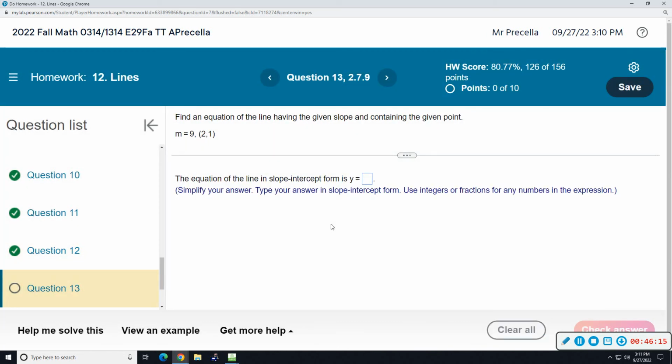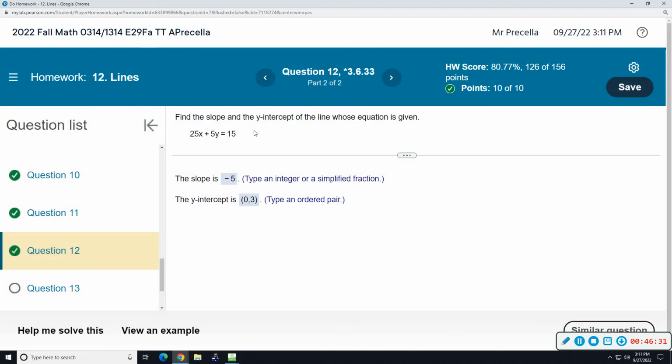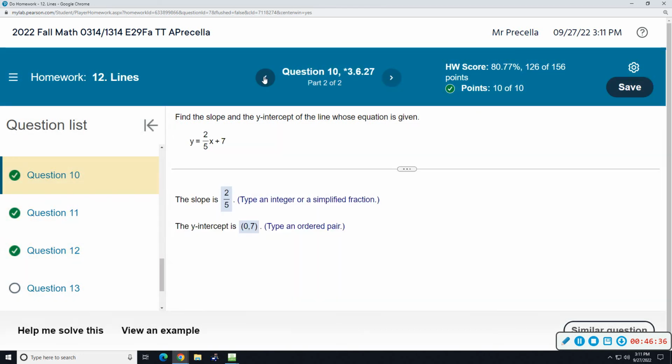Now, number 13. For the last 3 problems, we're going to write equations of lines. They were giving us equations. Now we've got to write the equation ourselves. Up until this point, you haven't had to write the equation. But now we're going to. In algebra, you always do it one way, then do it in reverse. Like on number 10, they gave you the equation. You found the slope and y-intercept.